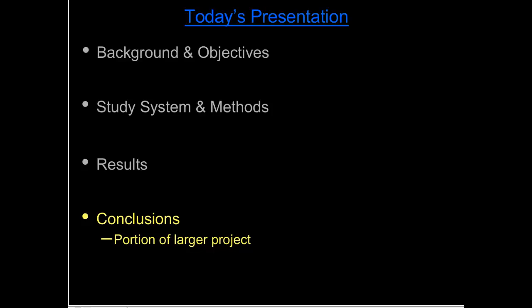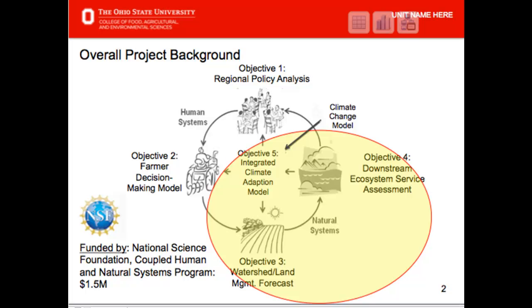So I'm going to wrap things up here. The first thing I want to do is point out that what you've seen here is a portion of a larger project. What we'd like to do in the future is link the model that we've shown here with models of farmer decision-making and regional policy analysis. This is a project that's being sponsored by the National Science Foundation and the Coupled Human and Natural Systems Program.